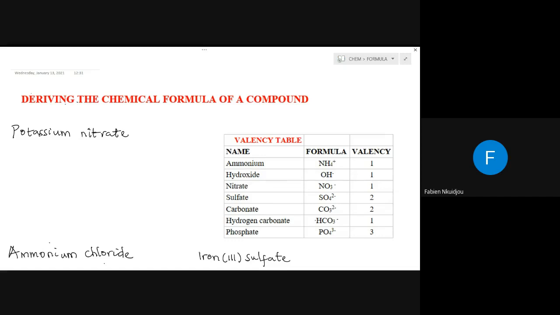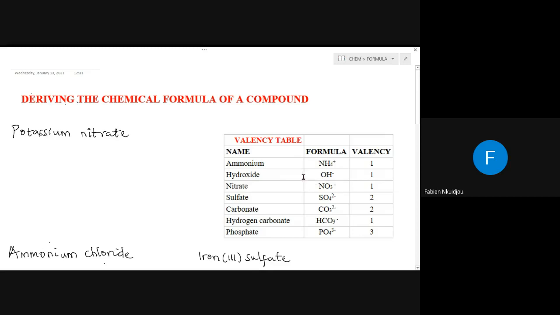Now, let's get straight to the lesson for today. Like I said earlier, it is part 2 of the lesson on deriving the chemical formula of a compound. And today we are to look at deriving chemical formulas of compounds that involve polyatomic ions. So if we look at it here, we have a table of some common polyatomic ions. There are actually so many of them, and we have just represented some common polyatomic ions, or compound ions, that we use quite often in chemistry.